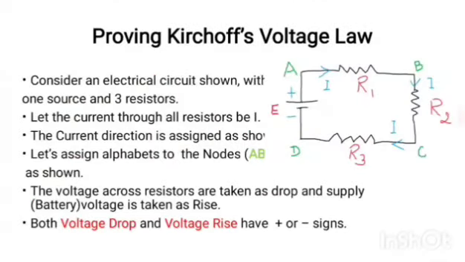To prove those statements, first I am considering an electrical circuit with one source and 3 resistors, and the current is flowing through the resistors. The direction of the current is as shown, and I am assigning A, B, C, D nodes. The voltage across the resistor is taken as a drop, and the voltage across the supply is taken as a rise. Both voltage drop and rise have positive and negative signs.